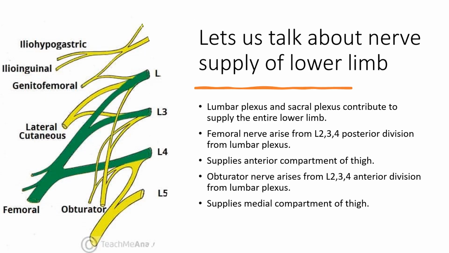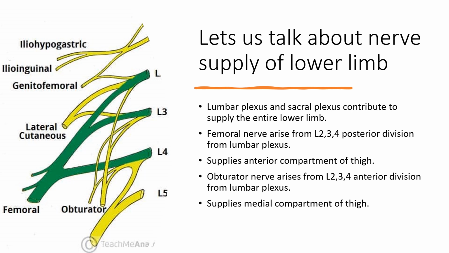So, guys, we first need to understand what the nerve supply of the lower limb is. The nerve supply of the lower limb is given by the lumbar and sacral plexus. The femoral nerve and the obturator nerve are the major nerves which supply the anterior and the middle compartment of the thigh, respectively.